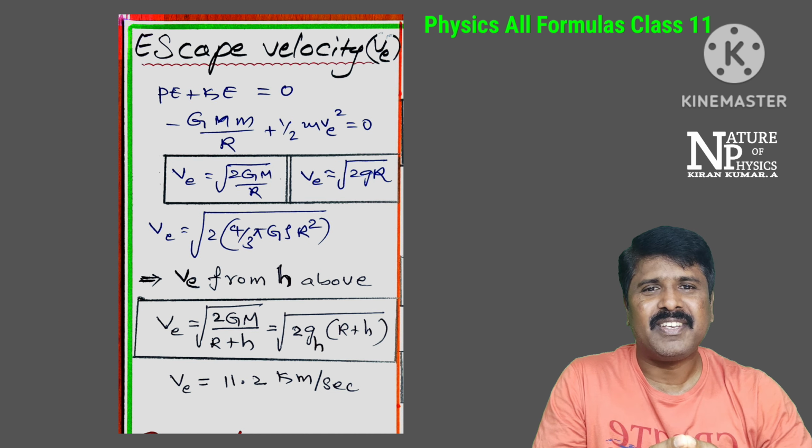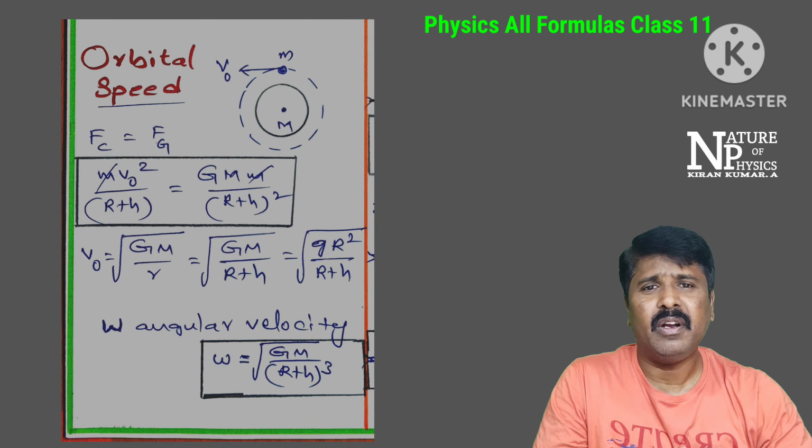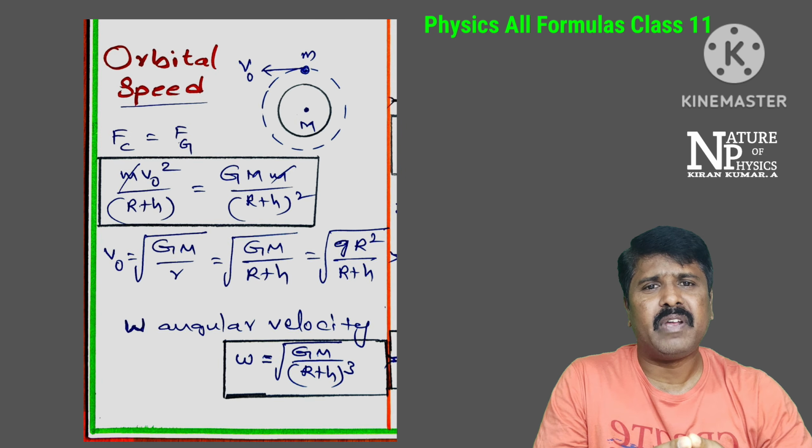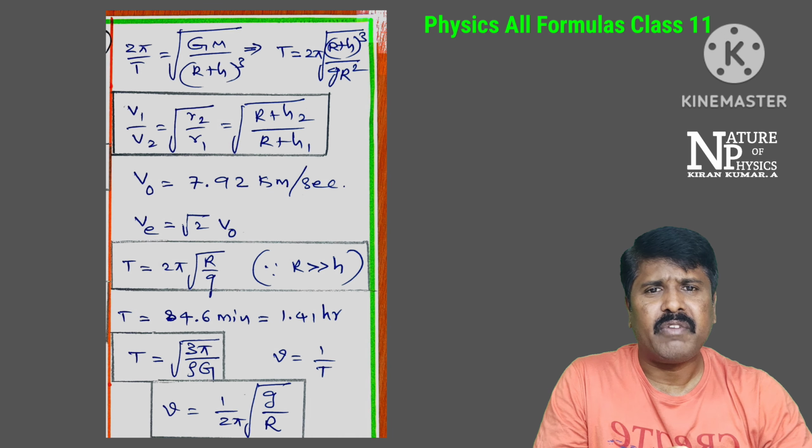And escape velocity, clear formula, escape velocity v_e is equal to root over 2gR, escape velocity value, orbital velocity formula, and value also I gave you, 7.92 kilometer per second.